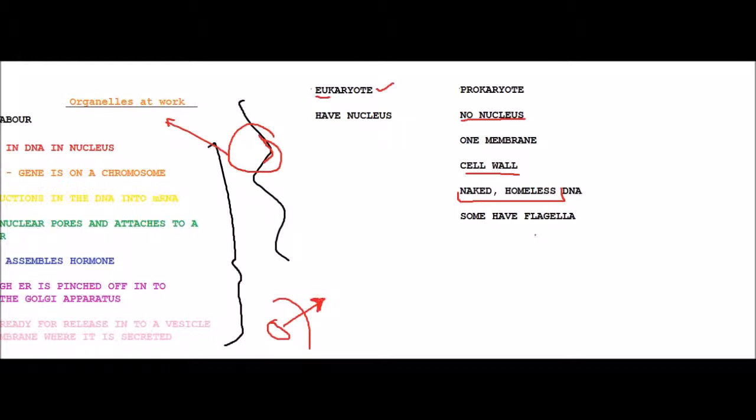We call the area in which the DNA lies the nucleoid. I'll spell that out for you. N-U-C-L-E-O-I-D. That's the general area in which the DNA is in the prokaryote.